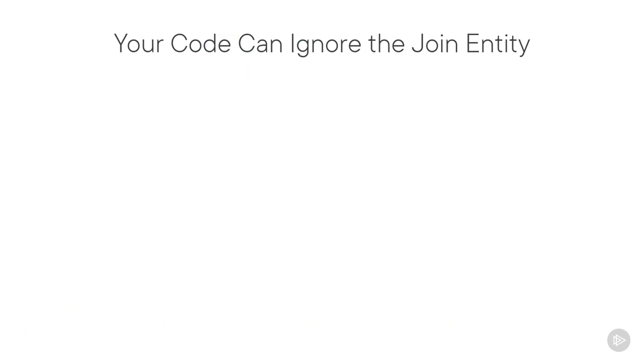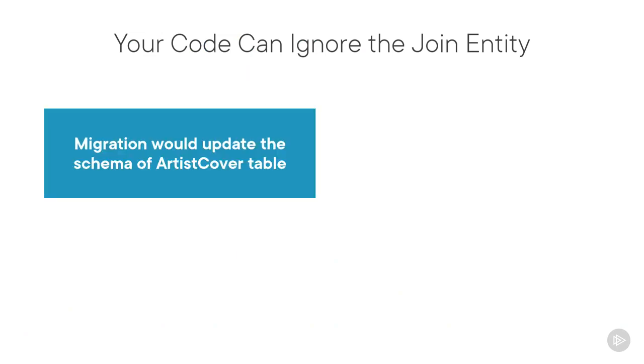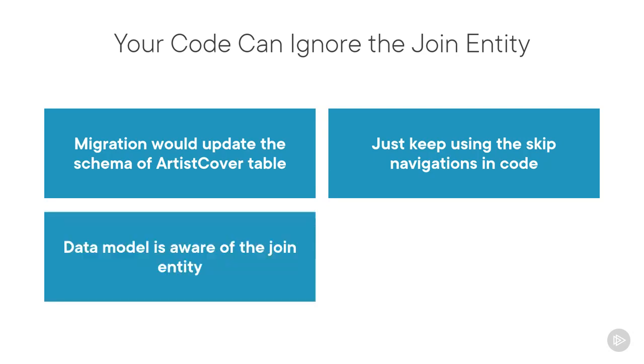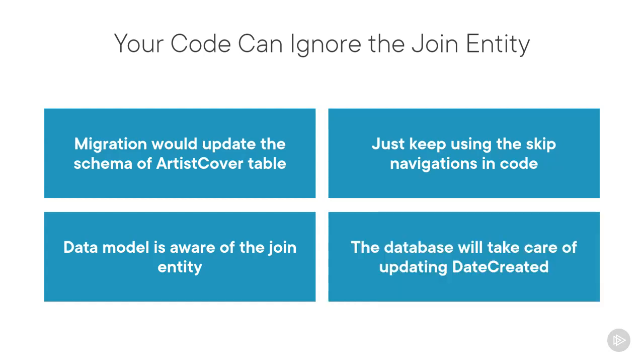I won't be demonstrating this in action, but if I were to create and run a migration, then the existing ArtistCover table would be modified with this new column. And then I could just continue interacting with artists and covers as I've done already. The Artist and Cover classes are totally unaware of the CoverAssignment class, and you just don't work with that join class in your code. But the data model knows about it, and anytime I join an artist and a cover and save that, the database will be sure to put the date into the new column.